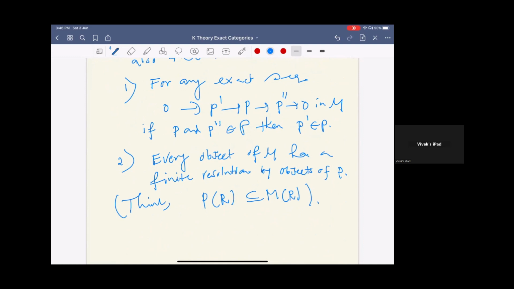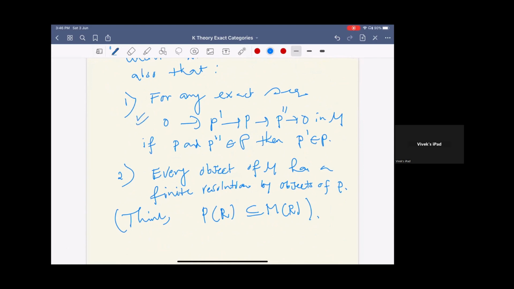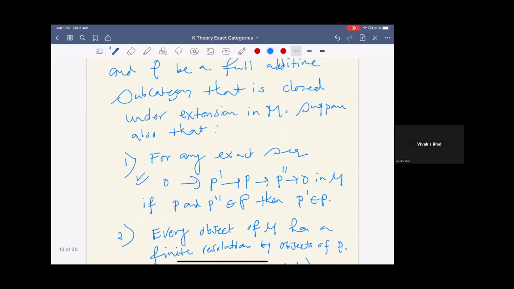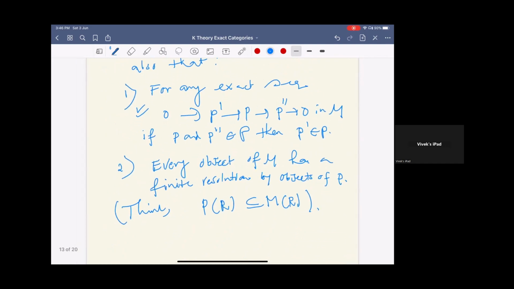So M is MR and rho is PR. So MR is the category of finitely generated modules and PR is the category of finitely generated projective modules. Okay. So note that this first property is satisfied always. MR is an exact category, as we have already seen. The first one is also satisfied because whenever you have an exact sequence, you can think of it as an exact sequence in MR. Whenever these two are actually positive, then P prime must be positive.